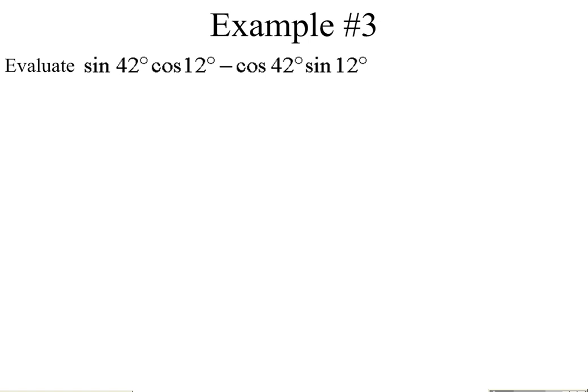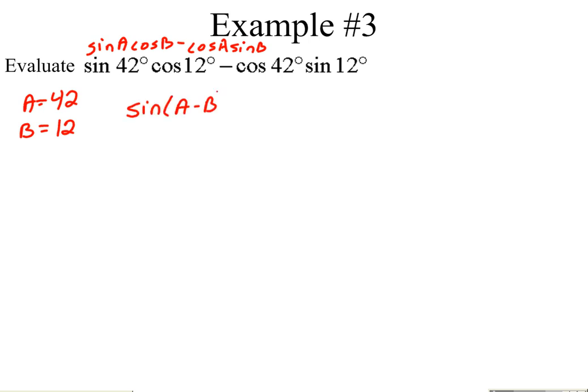Last one. Sine of 42, cosine of 12, minus cosine of 42, sine of 12. You need to recognize this pattern as being one of your sum or difference identities. This would be the same as sine A, cosine B, minus cosine A, sine B. What is that an identity for? Well, A in this case is 42 degrees. B in this case is 12 degrees. So that's 42 minus 12. That's an identity for the sine of A minus B.